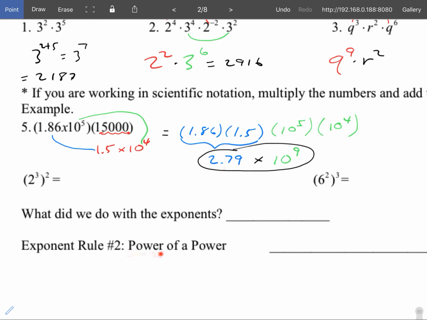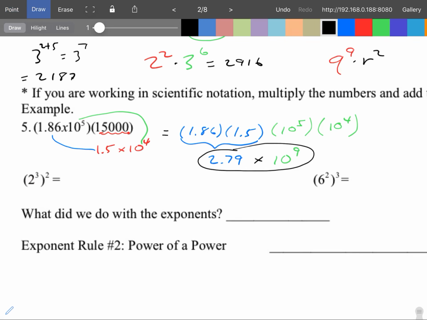All right? Now we're going to move on to our next rule. So the next rule we have here is a power of a power. So it's kind of like it's a power raised to a power. Again, if you guys need to stop me, just unmute your mic and give me a shout out, okay? So let's see, this one right here, it says 2 to the 3rd squared. Well, to square something means to multiply it times itself. So what we could do here then is we could say, well, that's 2 to the 3rd power times 2 to the 3rd power.